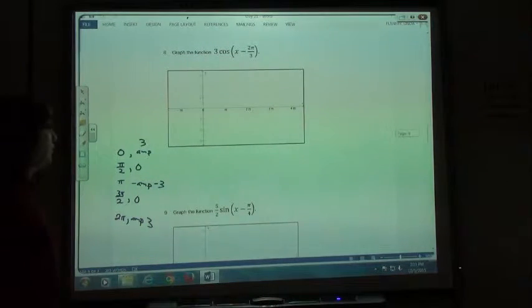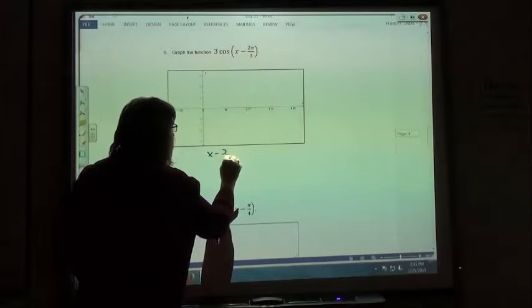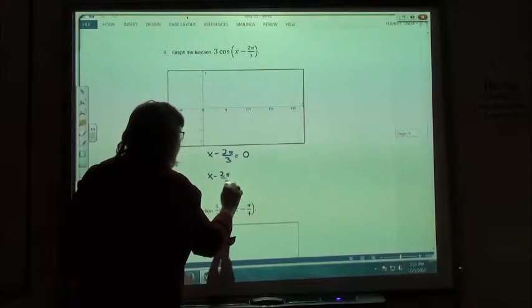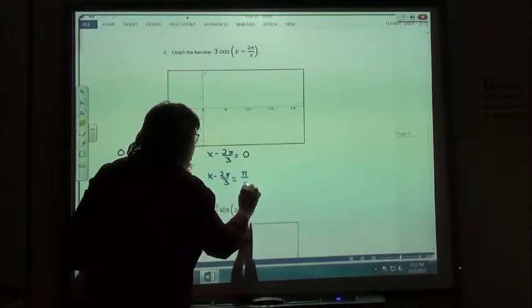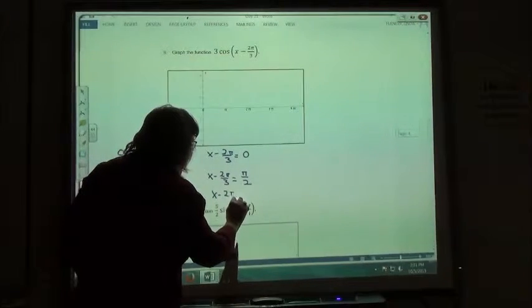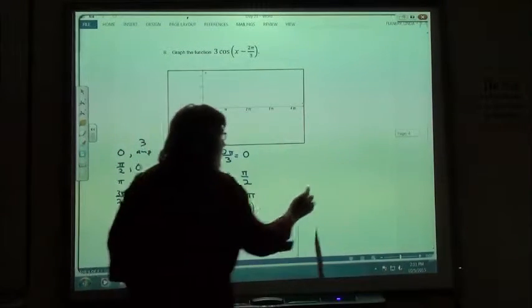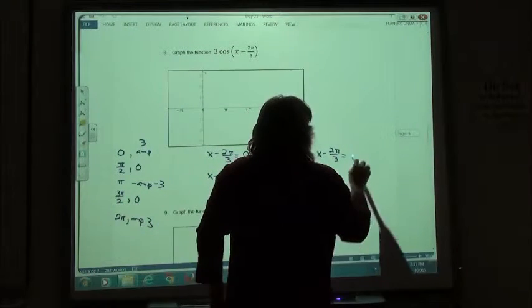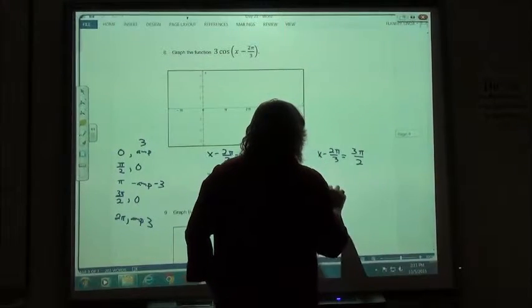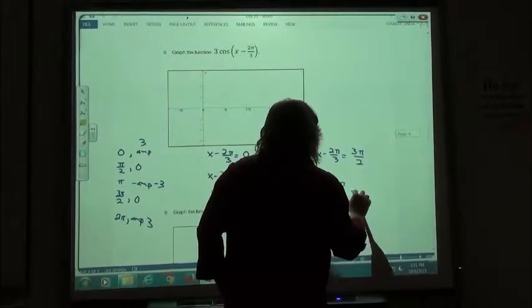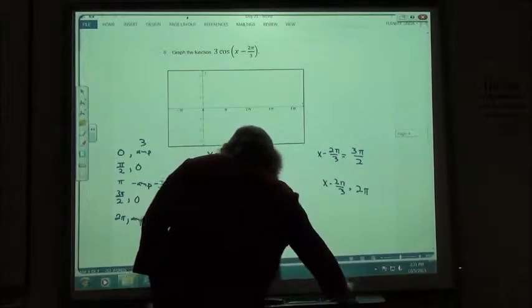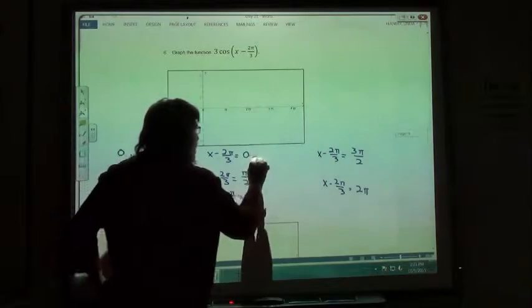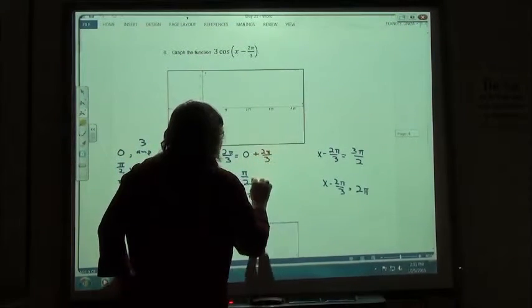I've got to figure out my shift. So I'm going to do x minus 2 pi over 3 equals 0. X minus 2 pi over 3 equals pi over 2. X minus 2 pi over 3 equals pi. X minus 2 pi over 3 equals 3 pi over 2. And x minus 2 pi over 3 equals 2 pi. So on each of these, I'm going to add 2 pi over 3. I'm just going to put it down there.